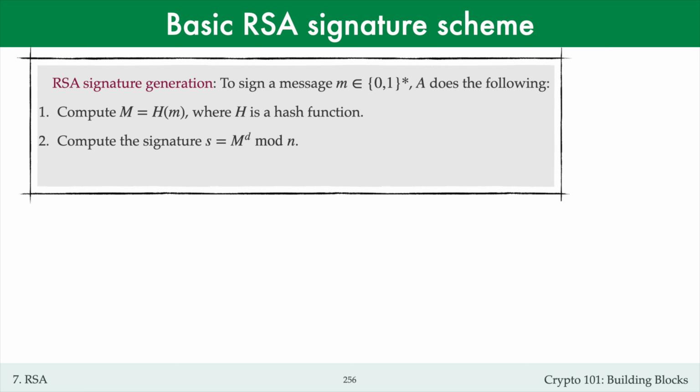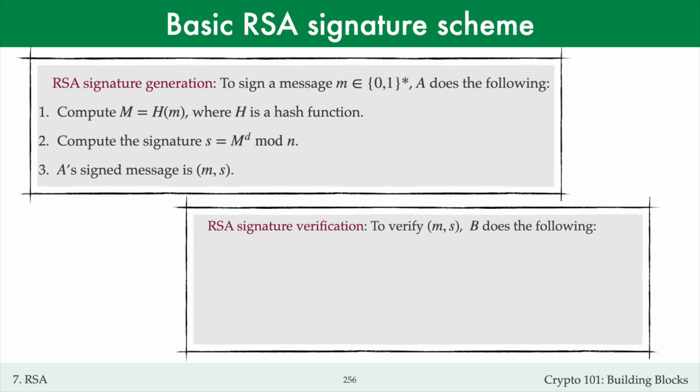Note that in practice, the hash value M is smaller than the RSA modulus n. For example, M might be 256 bits in length, whereas n might have bit length 2048. Alice's signed message is m and S. Here, m is the message and S is its signature. Observe that signatures are message dependent, because the signature depends on capital M, which depends on the message m.